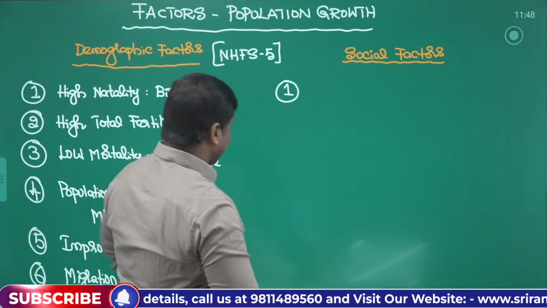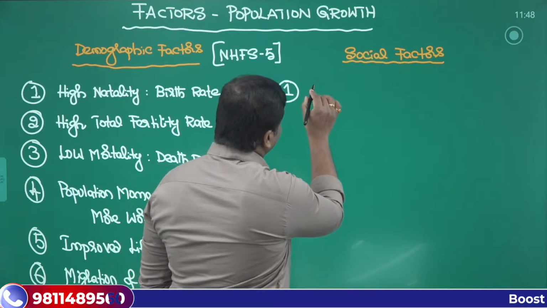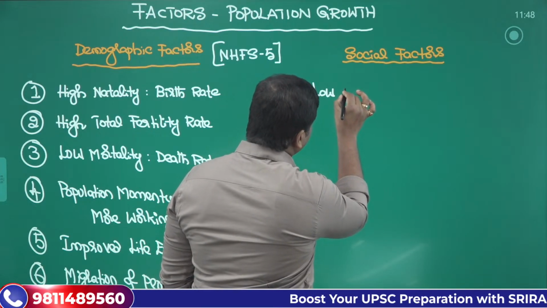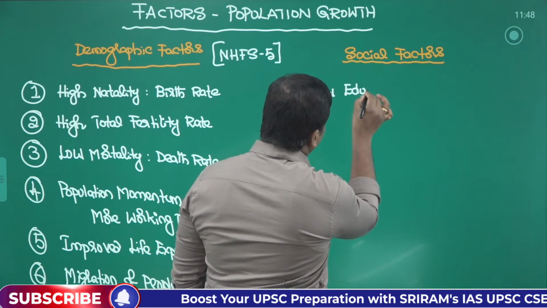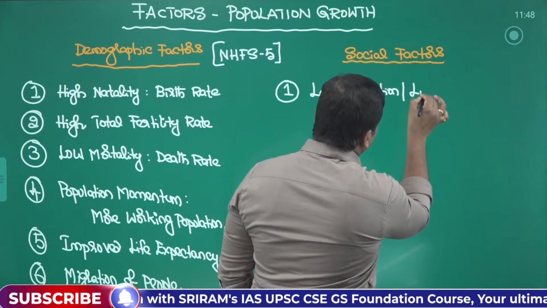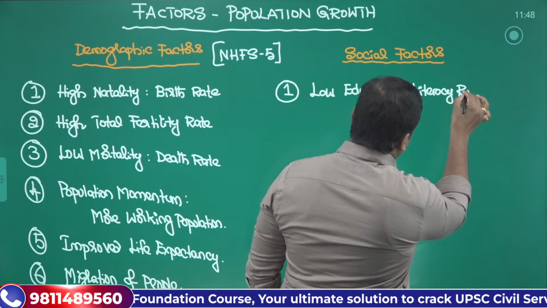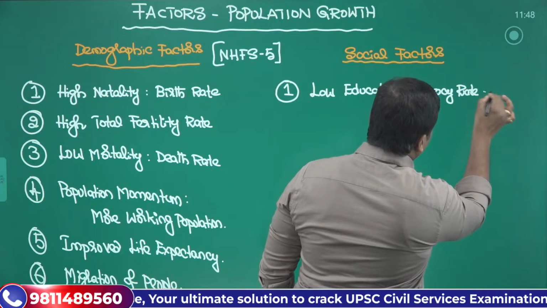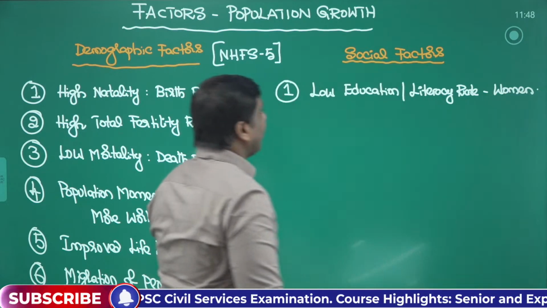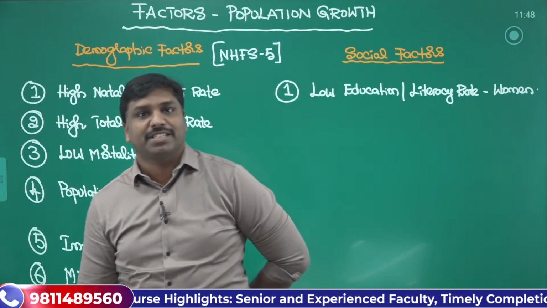So if you see from India's perspective, there was a kind of low education, particularly for women, or low literacy rates. Low literacy rate in women. This is a typical factor that is responsible for population growth. So how would this be responsible?